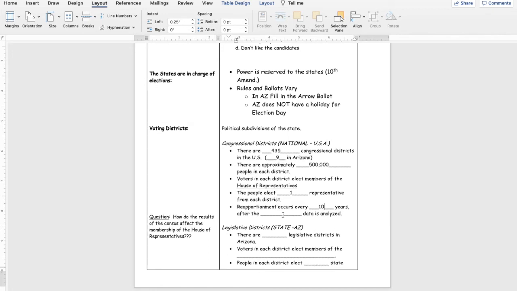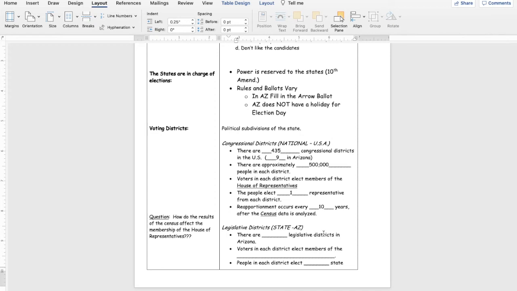And that happens after a certain type of data is analyzed. And that type of data is called the census data. And the census is very important. The census is basically a population count where we ask about people.